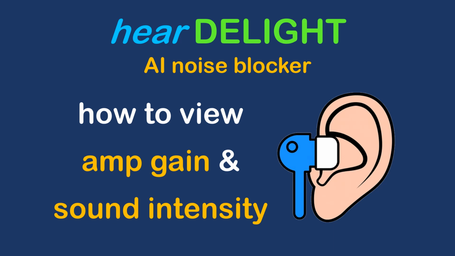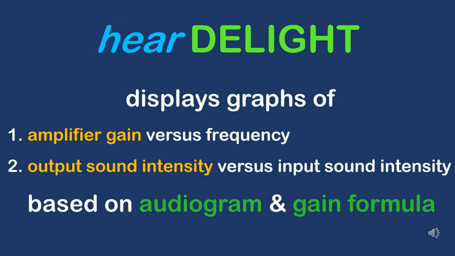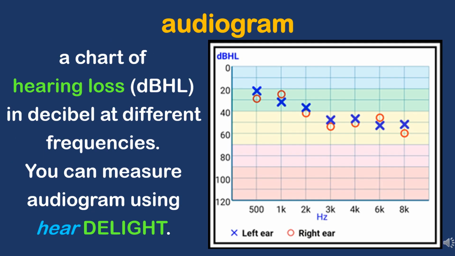How to view amp gain and sound intensity using hearDELIGHT. hearDELIGHT displays graphs of amplifier gain and output sound intensity based on audiogram and gain formula. Audiogram is a chart of hearing loss in decibel at different frequencies.